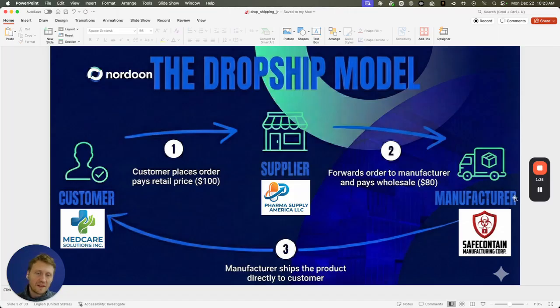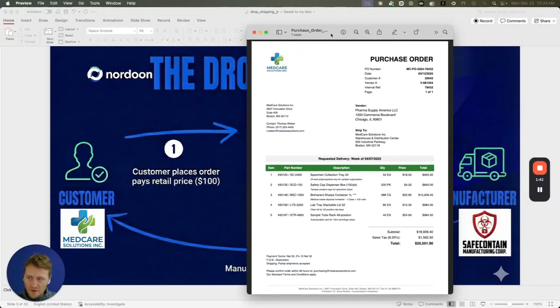So Medcare orders biohazard sharps containers. Pharma Supply confirms the order, but Safe Contain actually ships directly to Medcare. Let's look at the individual documents that are involved. First we have the purchase order. This is sent from Medcare to Pharma Supply. We have 5 line items, including 288 cases of sharps containers at $52.80 per case.